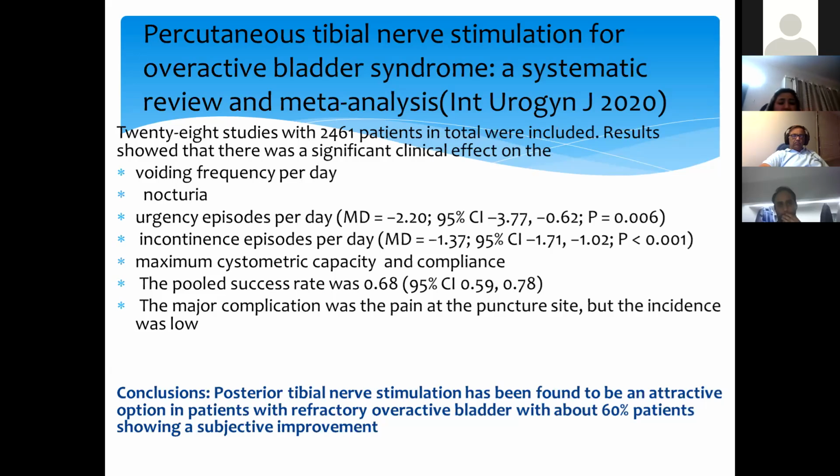The major complication was pain at the puncture site, but the incidence was very low. So they concluded that posterior tibial nerve stimulation has been found to be an attractive option in patients with refractory overactive bladder, with about 60% of patients showing a subjective improvement. I think you just need to have a setup where you have volume. I'm sure at AKU volume is not an issue. They have Dr. Nuzar, Dr. Hamad, Dr. Rasi, and now Nazim and a few juniors coming up. So in my clinic, 70% of urogyne volume was OAB.